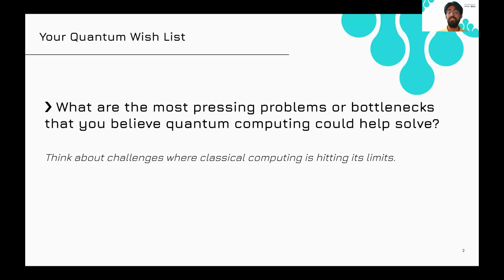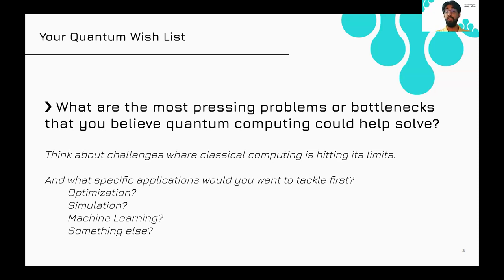But let me take this question a step forward and ask you, if we were tackling different challenges, what do you think would be the exact topic you would want to tackle first? Is it something to do with optimization? Do you want to do something about simulation or machine learning? And by machine learning, I mean quantum machine learning. Or something really, really different, something out of the world which you are thinking of, which, yeah, maybe I don't know. Okay, so a lot of simulations, a lot of QMLs, optimization as well.